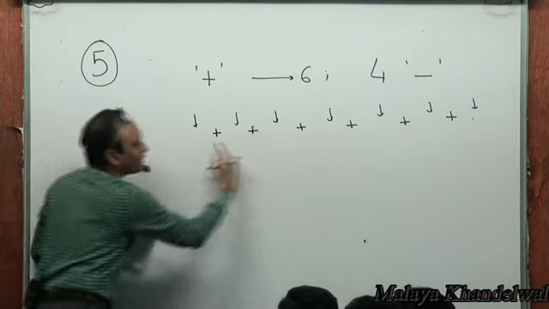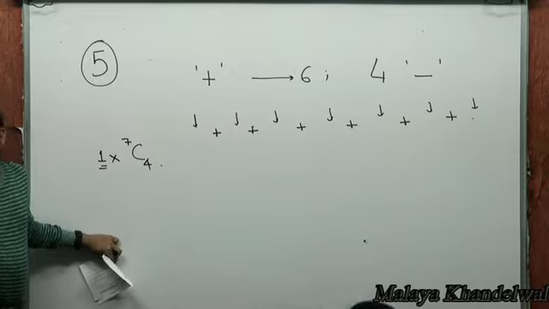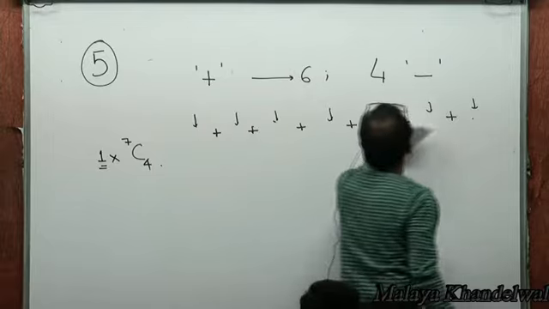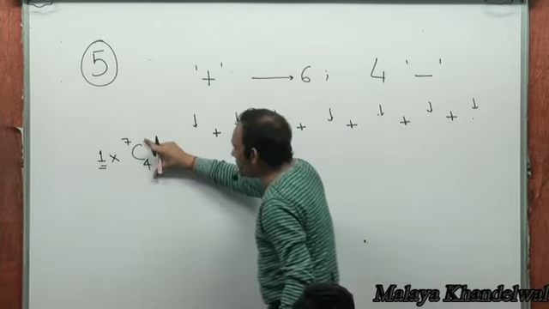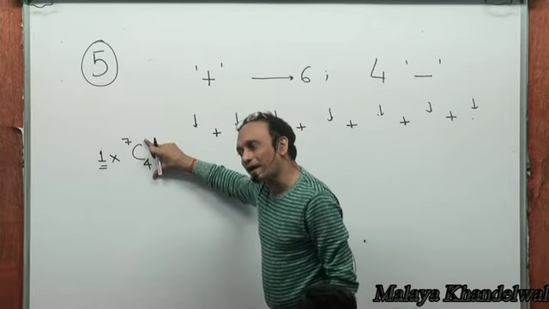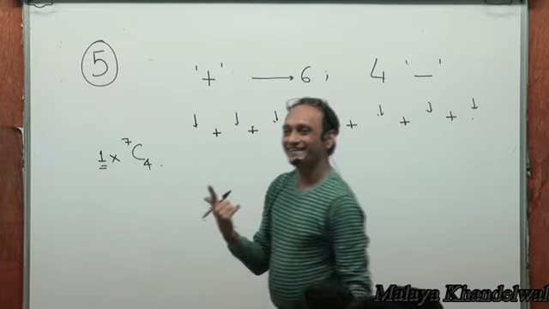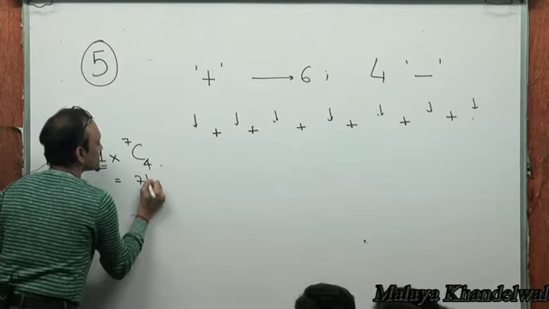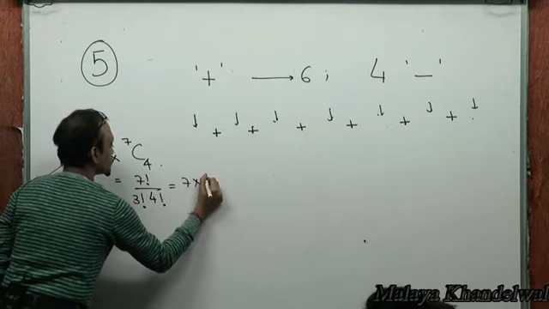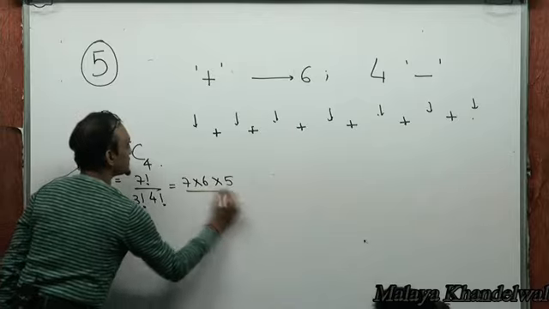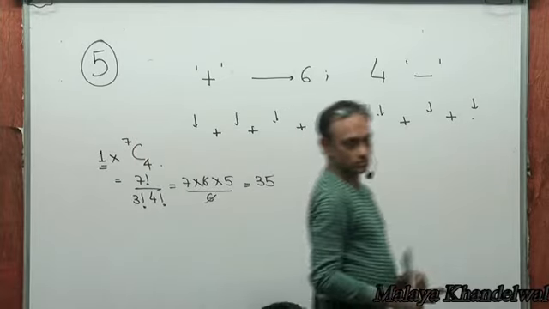So one way of arranging the pluses, and then just select the 4 slots from 7 available: 1, 2, 3, 4, 5, 6, 7. You want to select 4 of these spots in which the minus signs could be arranged. Once you have selected the 4 slots where you are going to place the minus signs, now you take the minus signs and arrange them in these 4 spots. In how many ways can you do that? One way. So 7C4, which is 7 factorial by 3 factorial into 4 factorial, 7 into 6 into 5 by 6, that is 35 ways. 35 ways of accomplishing the mission. Got me?